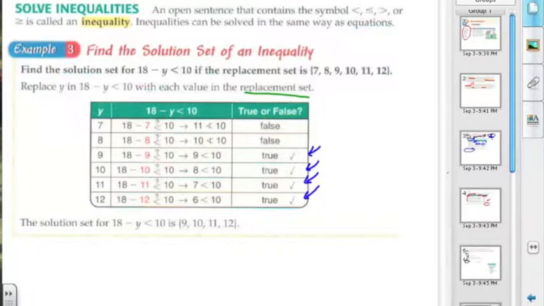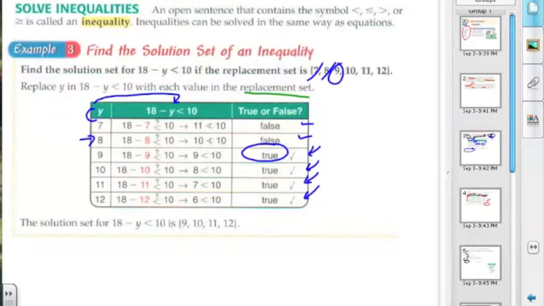We substitute it in the same way. 7 goes in for y, so we substitute 7 in for y. Here we say 18 subtract 7. Well, that's 11. 11 is not less than 10, so it's false. Then we substitute in 8. 18 minus 8 is 10. Is 10 less than 10? No, that's not true, so it's false. All right, so 7 and 8 do not work. We cancel those out. Now we come to 9. We substitute it in. 18 subtract 9 is 9. 9 is less than 10, so we have our first true.